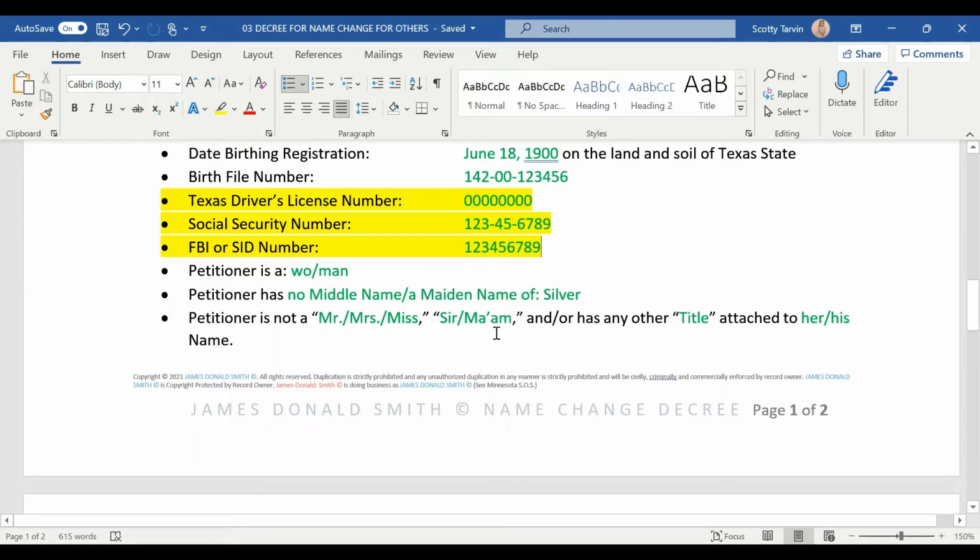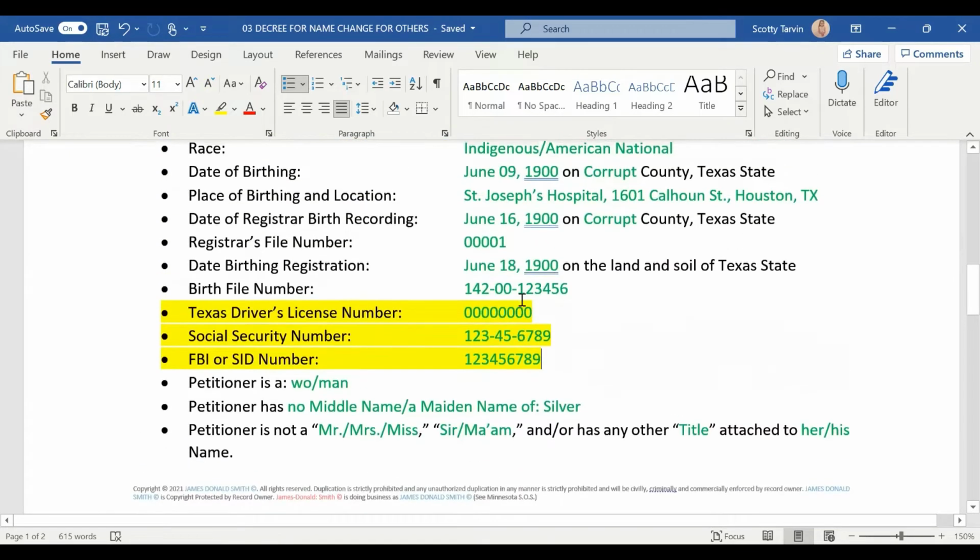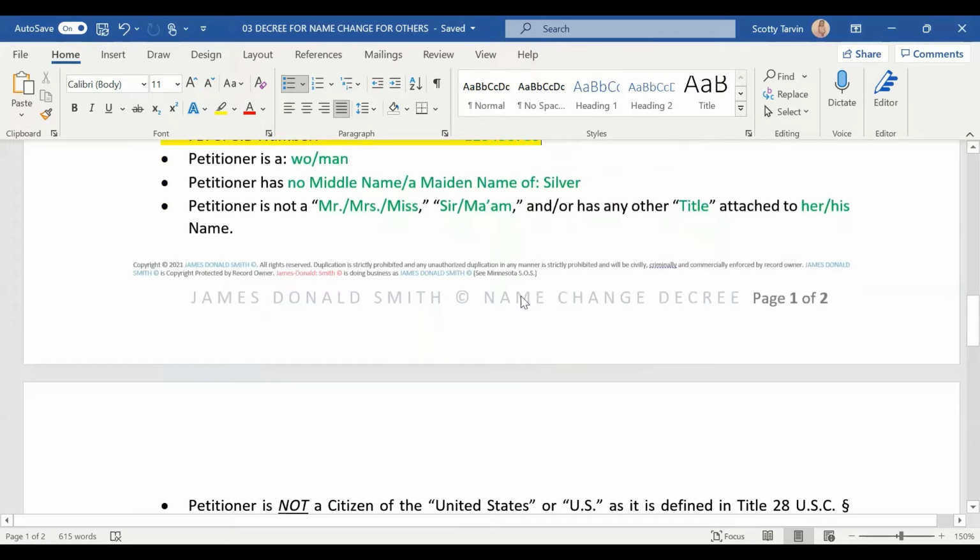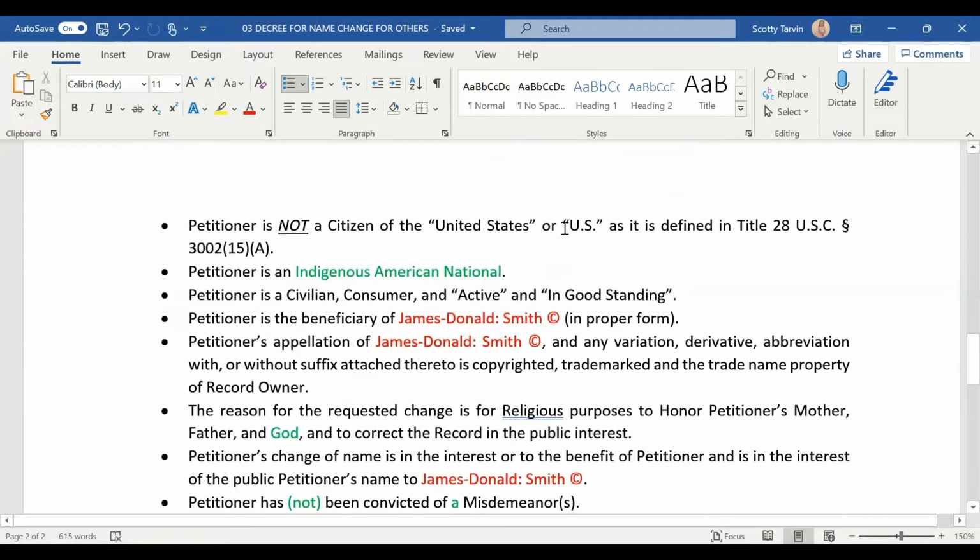This is the most important instrument of the three that I'm going through, because this is the one that's going out. When you get your master file, this is going out. When you do your amended Social Security card, this is what's going out. When you do the credit agencies, this is what's going to go out.